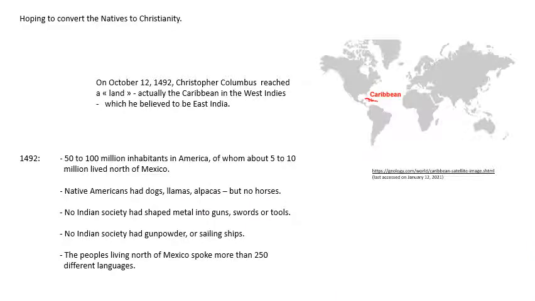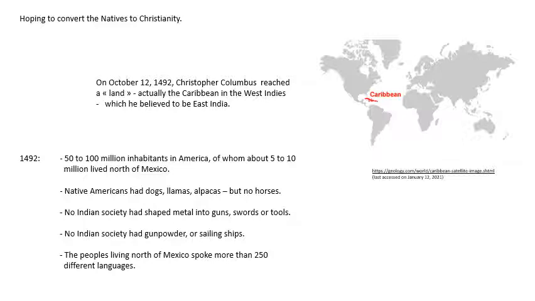The Spanish monarchs also wanted to convert the native populations to Catholicism. But on October the 12th, 1492, Christopher Columbus reached a land which he believed to be East India. Hence the name he gave to the native inhabitants he saw. He called them Indians. Yet he had reached not Asia, but the West Indies, les Antilles. And the name Indians, a misnomer, remained to refer to the locals of the American continent.